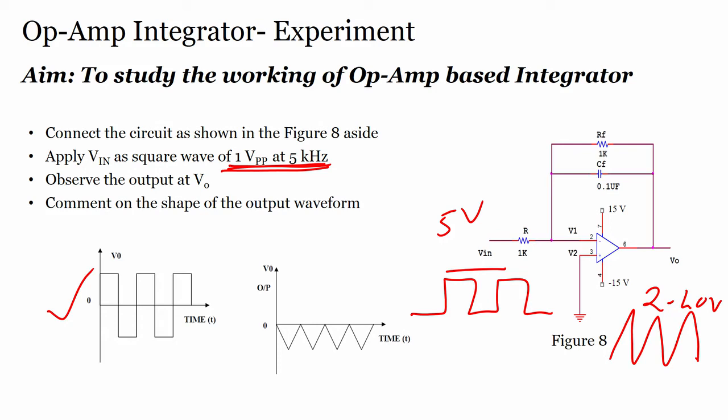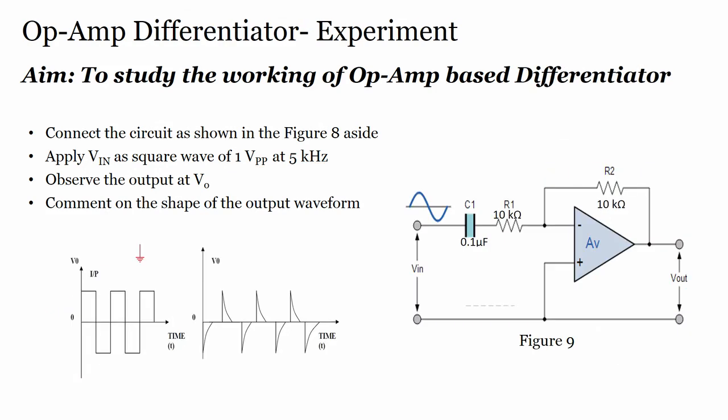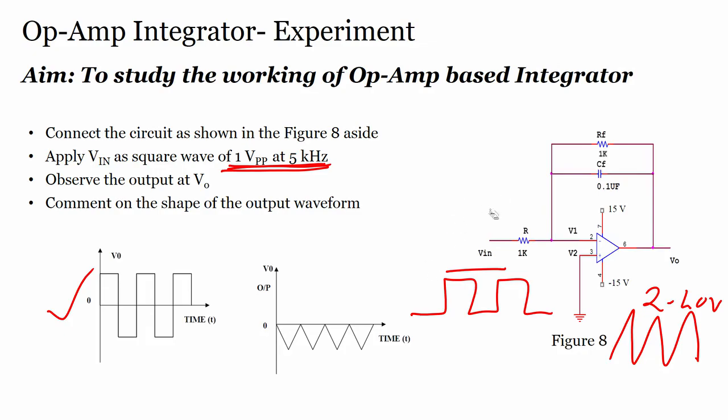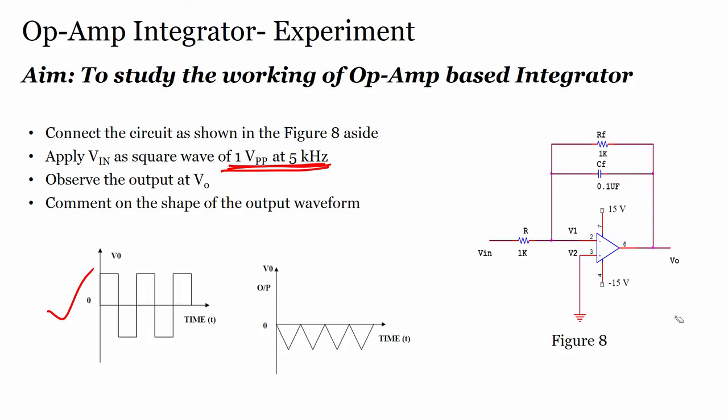How about we take a differentiator? Now, we all know the difference between the integrator and the differentiator is that we have replaced R in by a capacitor and RF is as it is. R in is replaced by a capacitor and RF is similar. This becomes your differentiator.